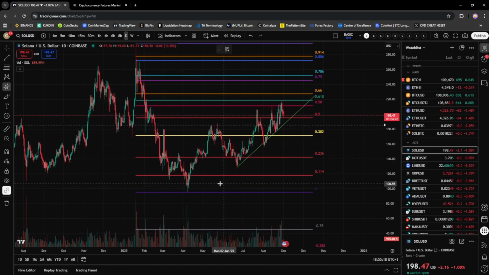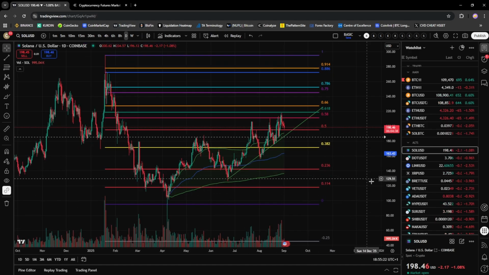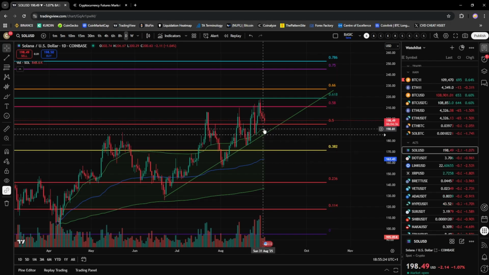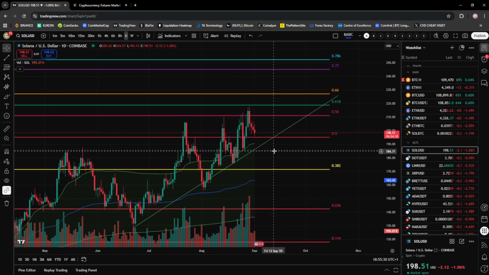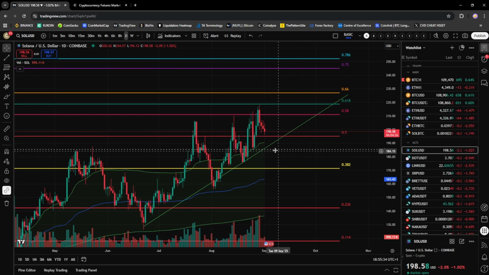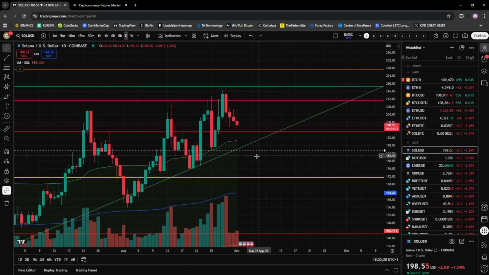Let's add an anchored VWAP from a high volume node, and you can see as long as it doesn't break the VWAP, we should be okay. I do have a notification set just to let me know if it reaches or breaks this price.